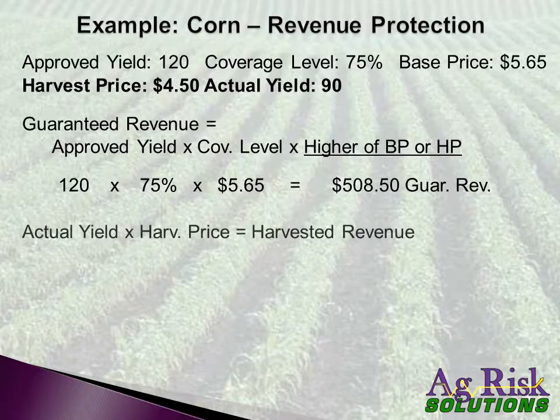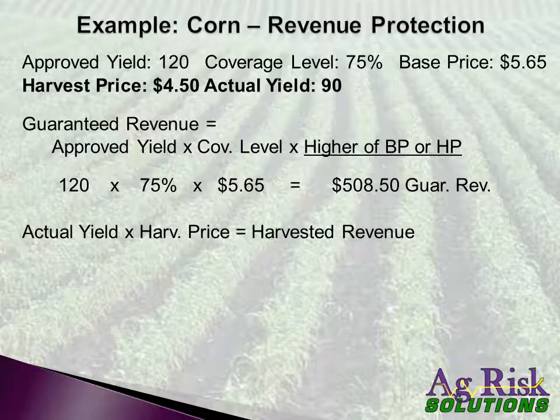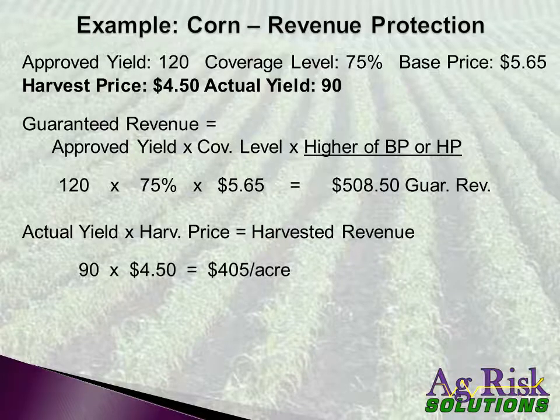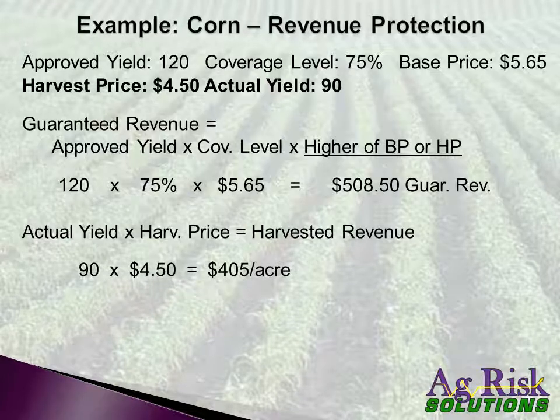$508.50 per acre. The next step to calculate if there is a claim, and if so, how much of a claim, is to calculate the harvested revenue. And that is done by taking the actual yield on that unit times the harvest price. So in this example, like we said, we're going to use an actual yield of 90 bushel per acre. We multiply that by a $4.50 harvest price, and we come up with a harvested revenue of $405 per acre.